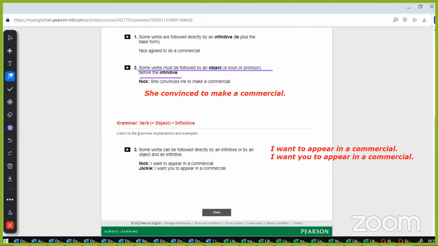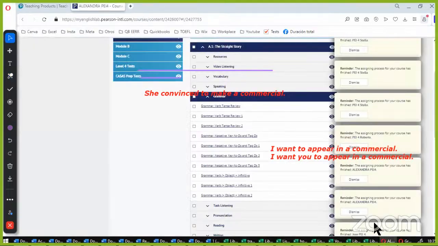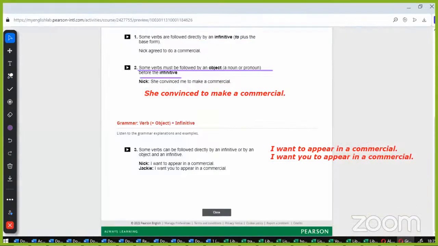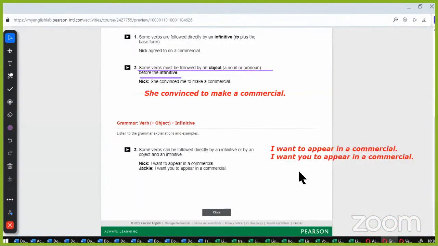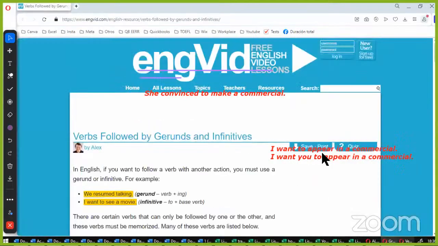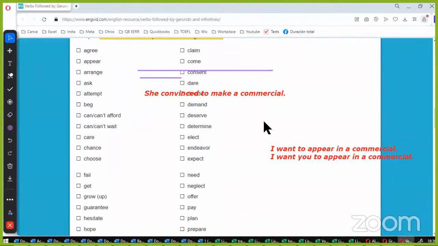Actually, all of them are here. Let me show you. I think all of them are there. Okay, all of the verbs, generally speaking. I'm not sure where's the list. I'm gonna open it again. So convinced and appear. I think both of them are here. Convinced.